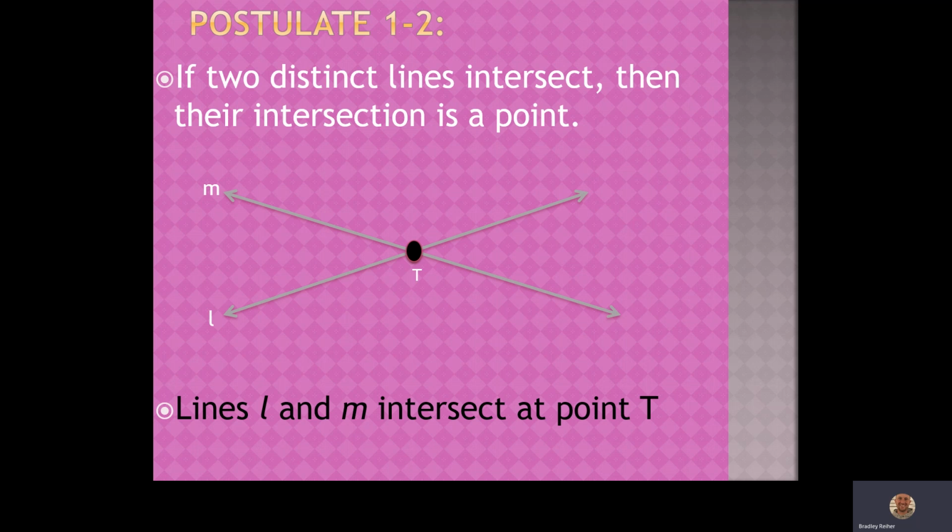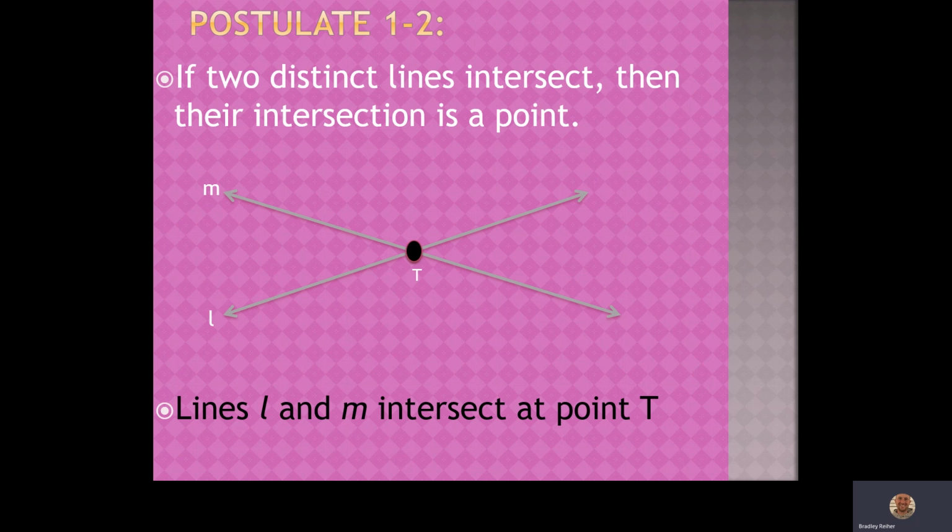It says if 2 distinct lines intersect, then their intersection is a point. The word you might not understand there is the word distinct. That just means different. So we have 2 different lines there. We have line M. Notice how M is not a point on the line. M is a lowercase letter. It's the name of the entire line. We also have line L. L again is lowercase. It's the name of the whole entire line.